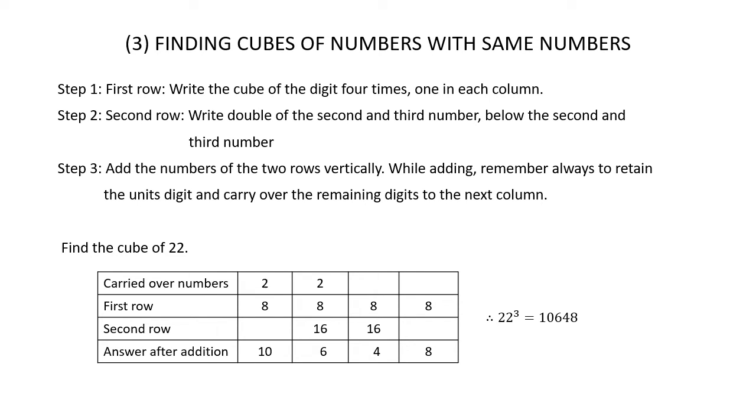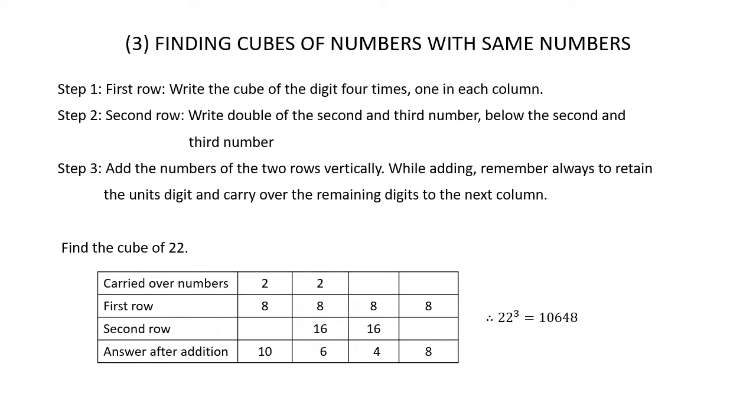Let's understand this with an example. Find the cube of 22. Here, the number 22 has both the digits as 2. That is, this number has the same digits 2 and 2. So now in the first row, you have to write the cube of 2 in all the columns. 2 cubed is 8. Write 8 in the first column, 8 in the second column, 8 in the third column and 8 in the fourth column.